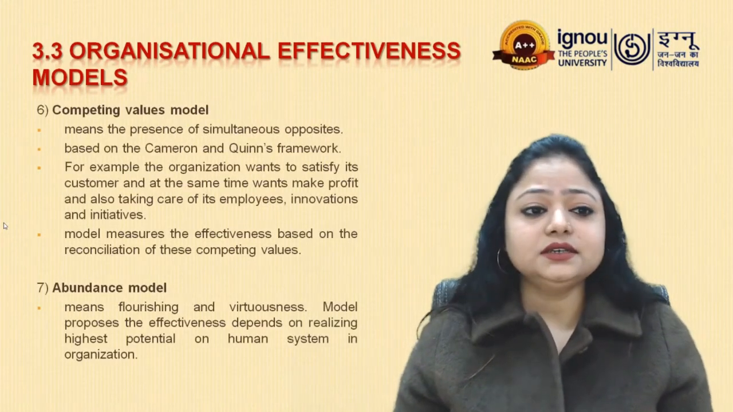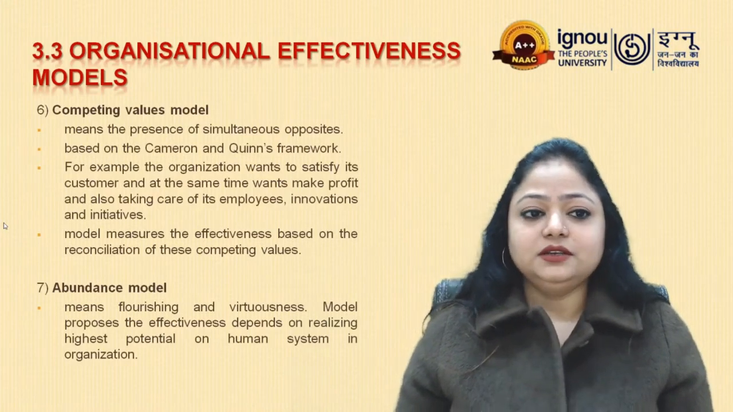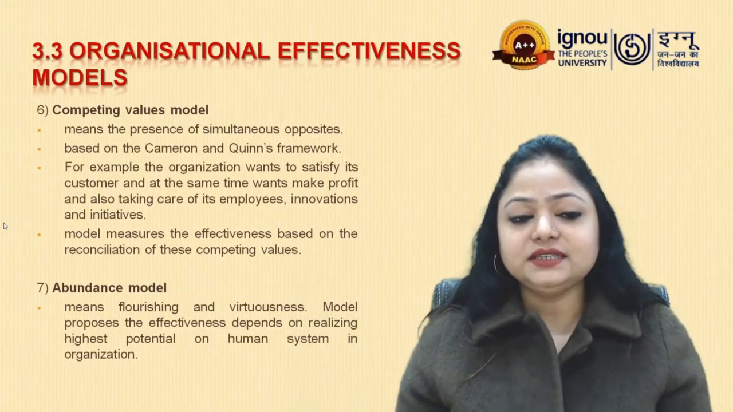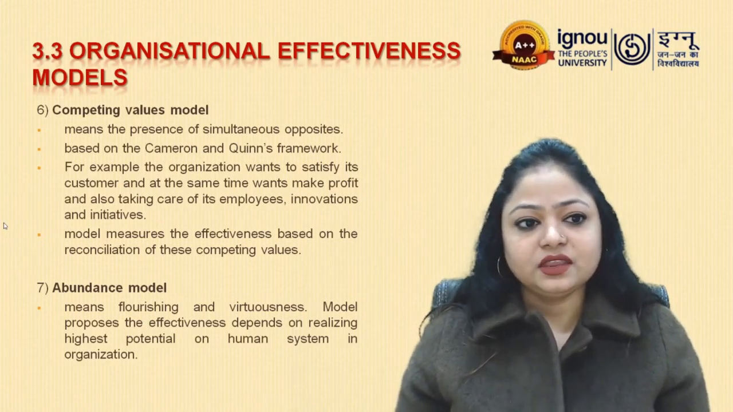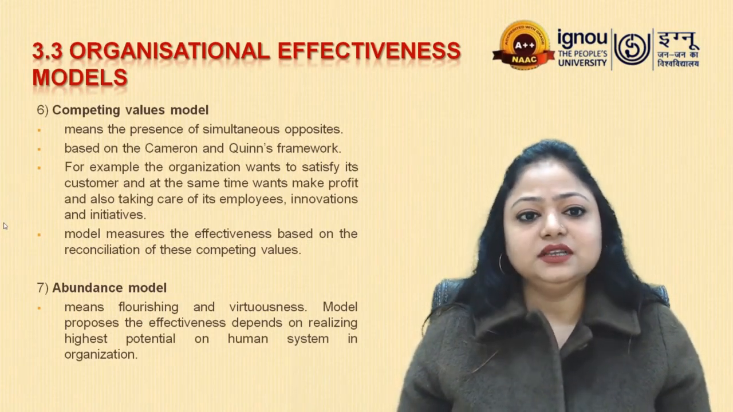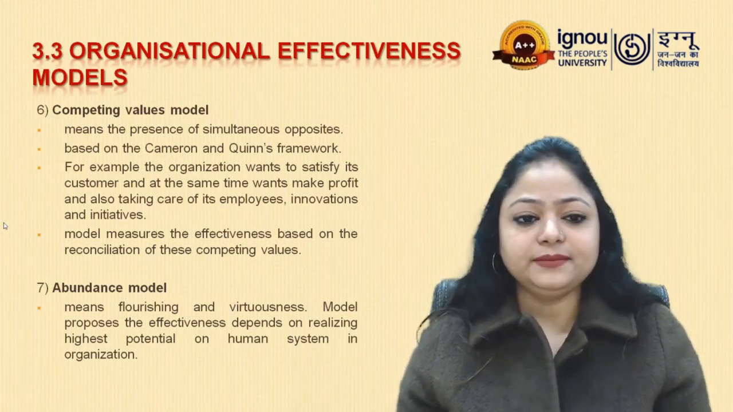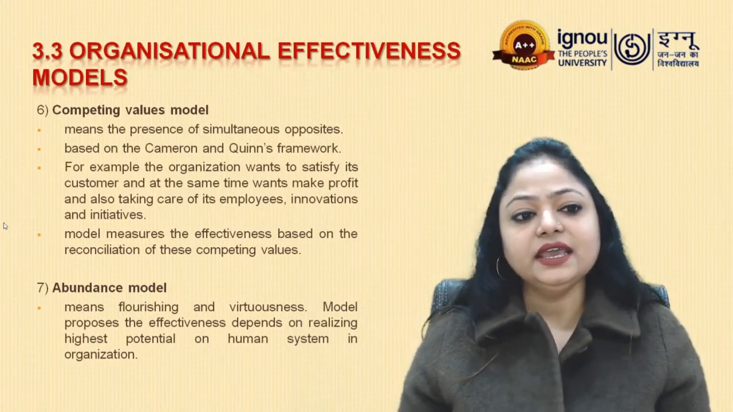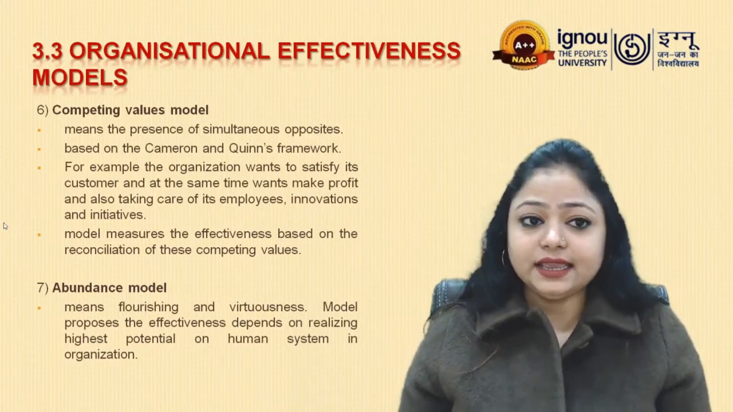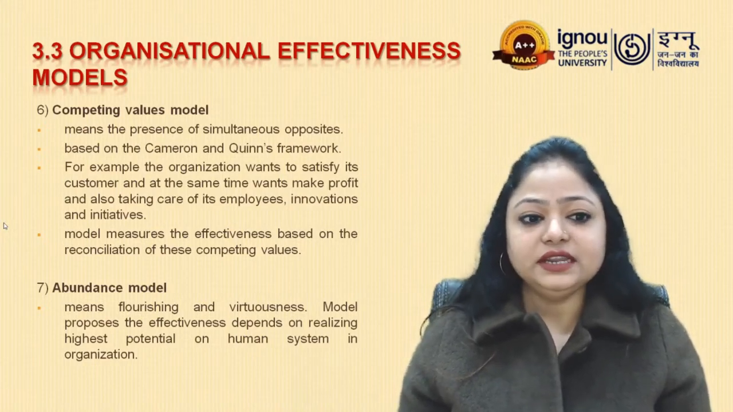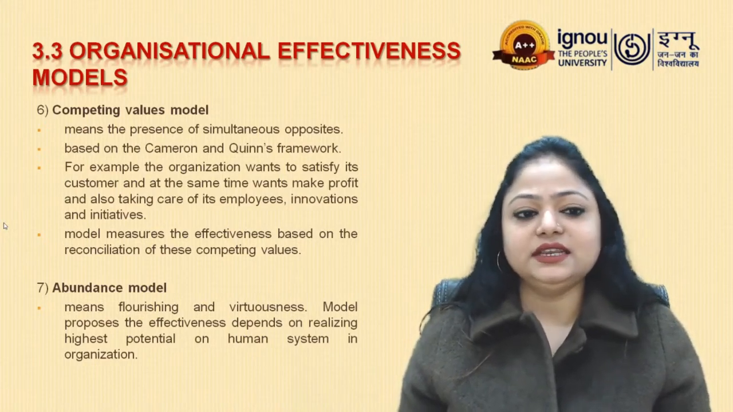Then another model to evaluate the effectiveness of the business organization is the competing values model. It suggests the presence of simultaneous opposites, based on Cameron and Quinn's framework. For example, the organization wants to satisfy its customers, and at the same time it tries to satisfy its own profit needs and wealth maximization needs.